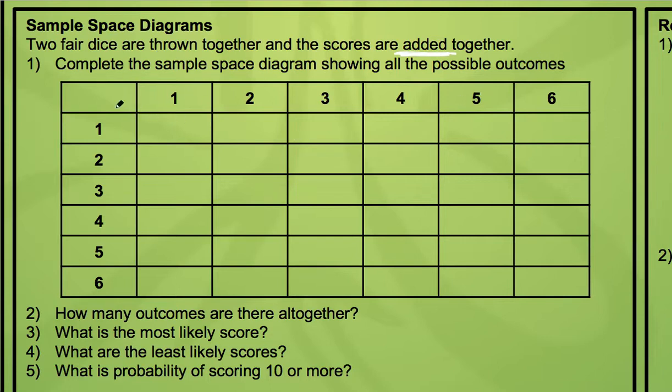So I'm adding them together. 1 plus 1, 2. 1 plus 2, 3. This is going to carry on like that. 2 plus 1 is 3. 2 plus 2 is 4. That's going to keep on going like this. 3 plus 1.